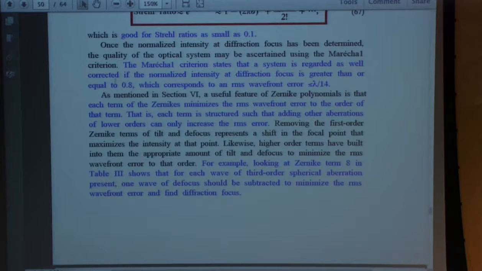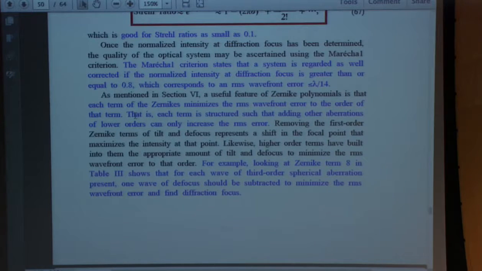Now, whether that is still a good number or not, certainly the people in lithography would laugh at you and say they would never put up with a Strehl ratio as low as 0.8. So it depends on your application. So this is maybe not, nowadays, quite as stringent as what people might want to use. But anyway, that's still a commonly used criterion.